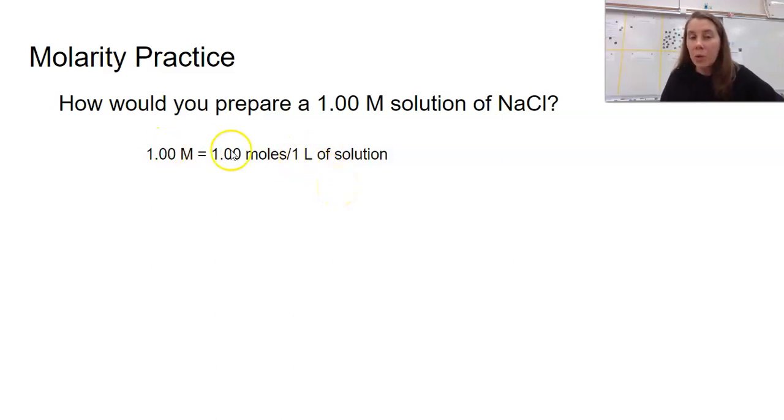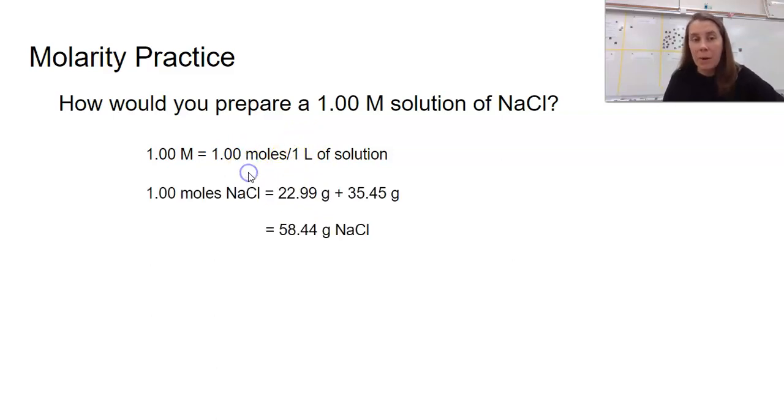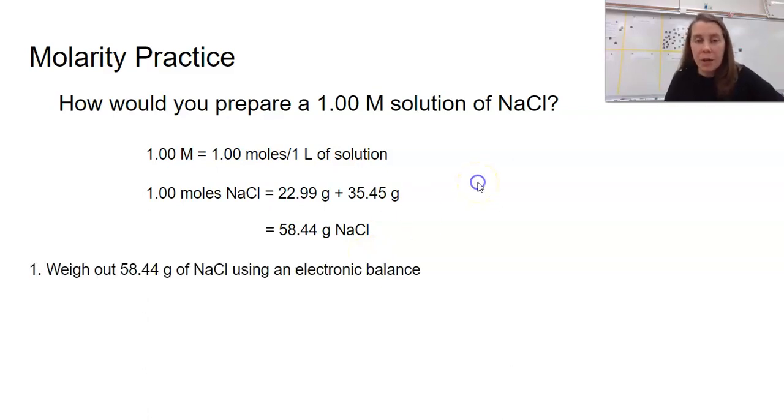Okay, so in order to know how to do that, we will make 1 liter of solution, so that will be our total volume at the end, but first we need to know how much solid we need to put in. So sodium chloride is a salt, it's a solid, and we can weigh that out on a balance. So we know from our periodic table that 1 mole of sodium chloride is the mass of sodium plus the mass of chlorine, so that's 58.44 grams. Okay, so now the steps to make this into a solution would include weighing out our grams of NaCl. So we're going to use an electronic balance to weigh out 1 mole.